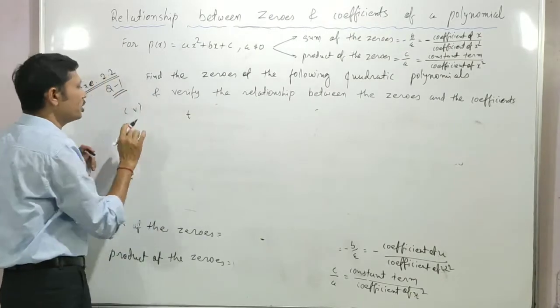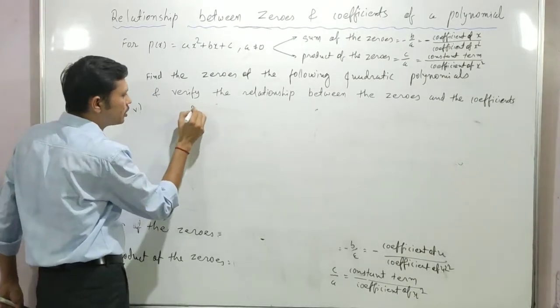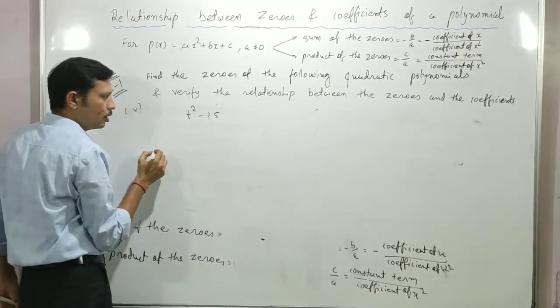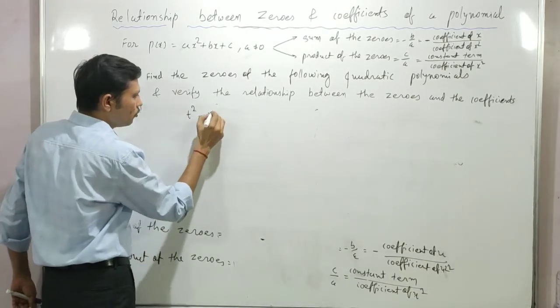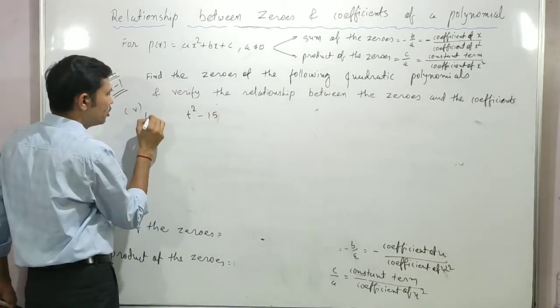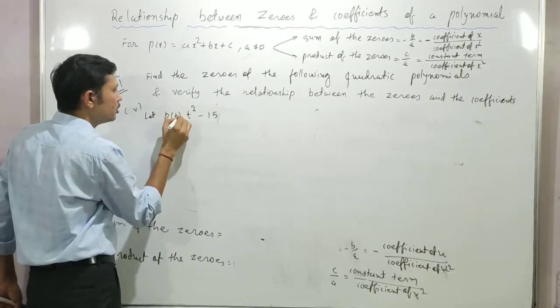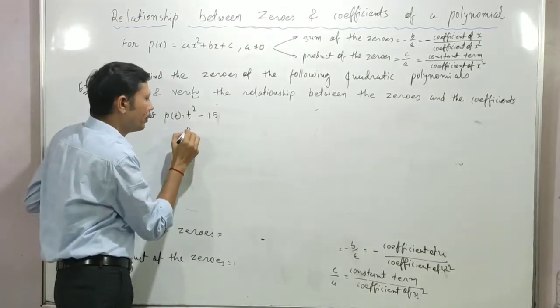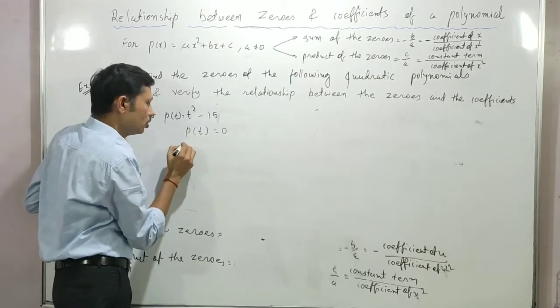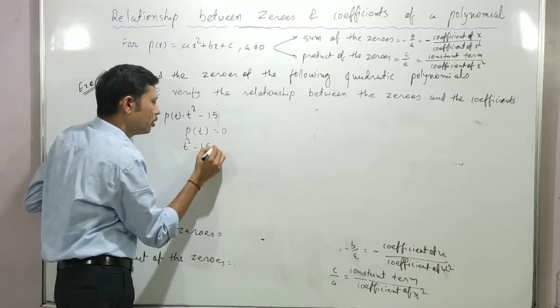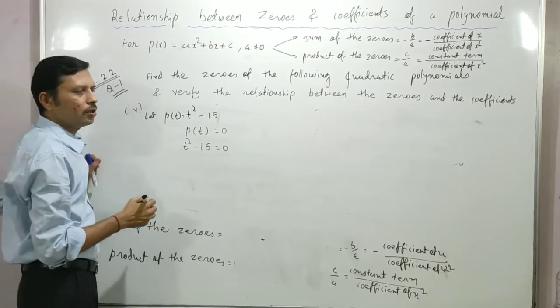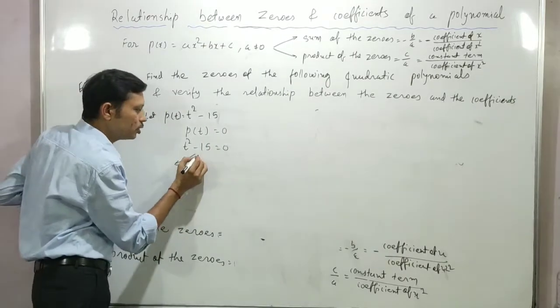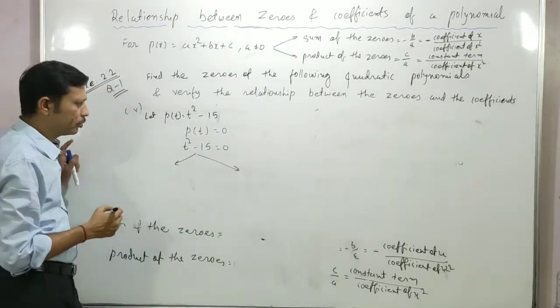Now take another example. The example given in our textbook, that is the fifth example. It's t square minus 15. Again, we will assume it is p of t. Now to find the zeros, we have to compare it with 0. So t square minus 15 equal to 0. We can find the zeros of this polynomial in two different ways. I am explaining both.